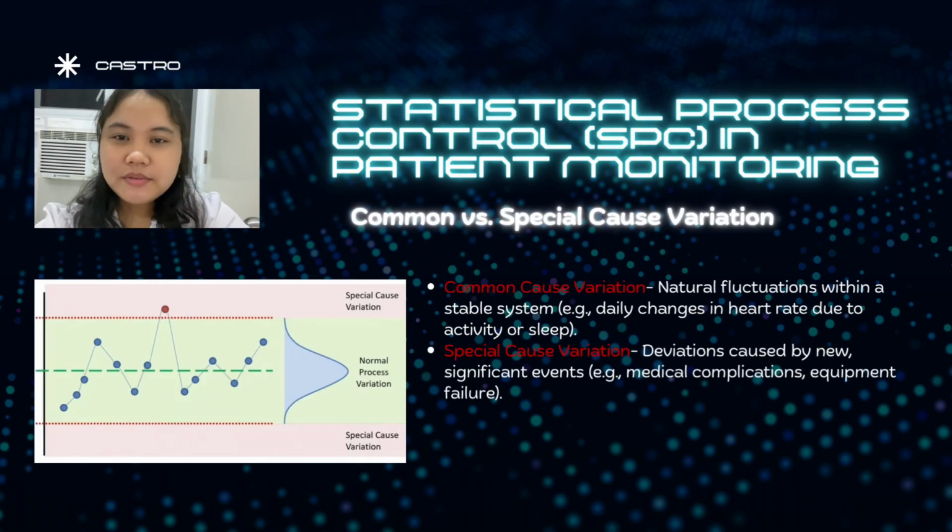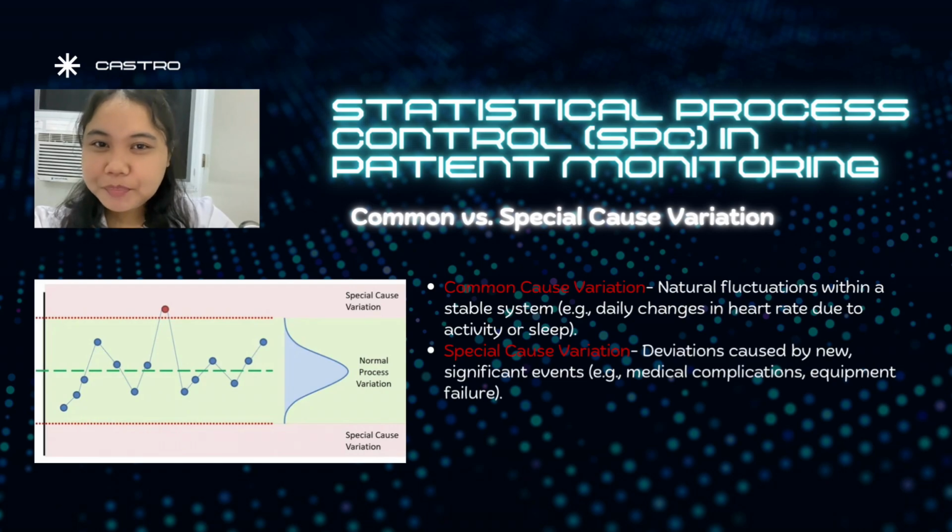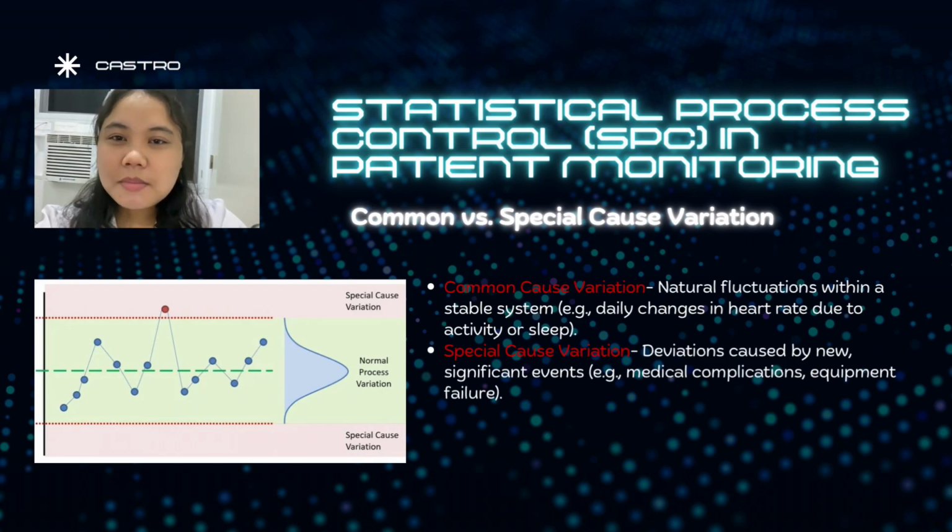In SPC, we differentiate between two types of variation: common and special cause. Common cause variation refers to the normal expected fluctuations that occur within a stable system. A patient's heart rate increasing during exercise is a perfect example. Special cause variation, on the other hand, indicates a new or significant event like a sudden drop in blood pressure due to internal bleeding or a device malfunction.